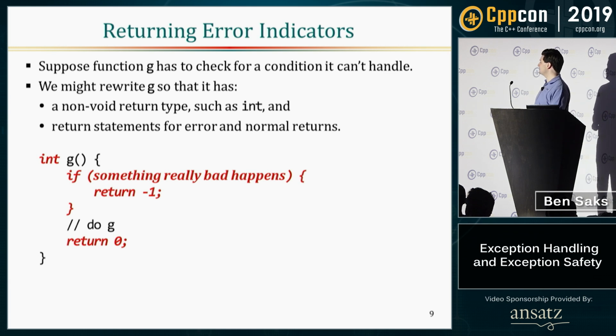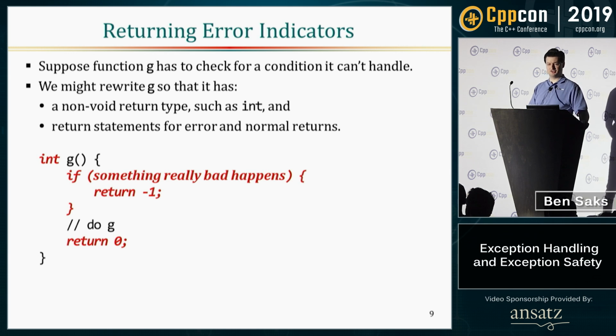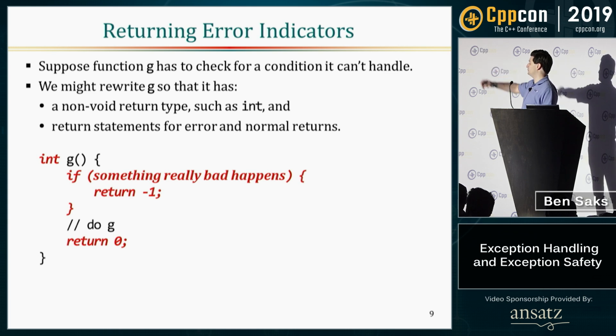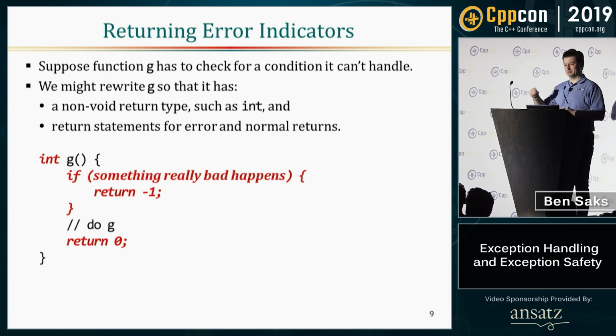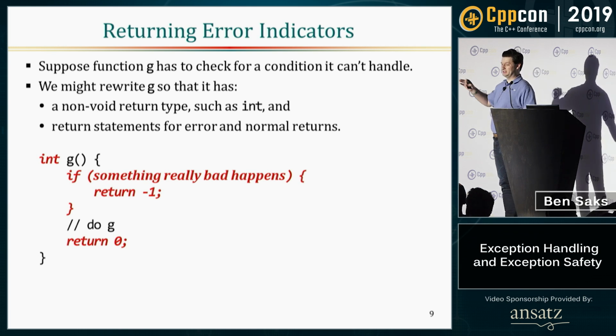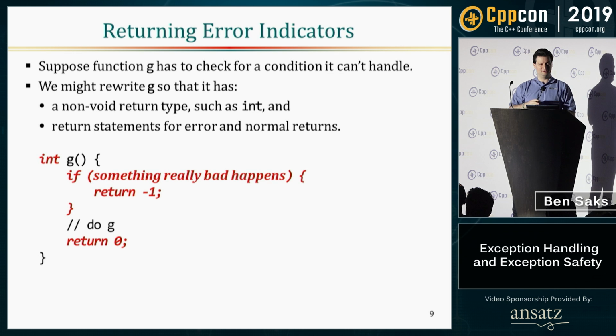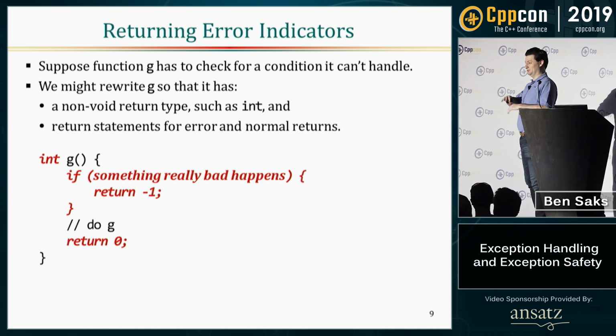g now has an integer return type. We check to see if some really bad condition exists. If it does, we return a -1 as an error indicator. Otherwise, we go on, execute the rest of the function, and return a 0 to indicate success. Oddly enough, 0 was usually used in these cases to indicate success, because you might need to talk about different kinds of failure. And so you have several different values that represent different error codes. And then what's the one that's left over that doesn't look like the others?